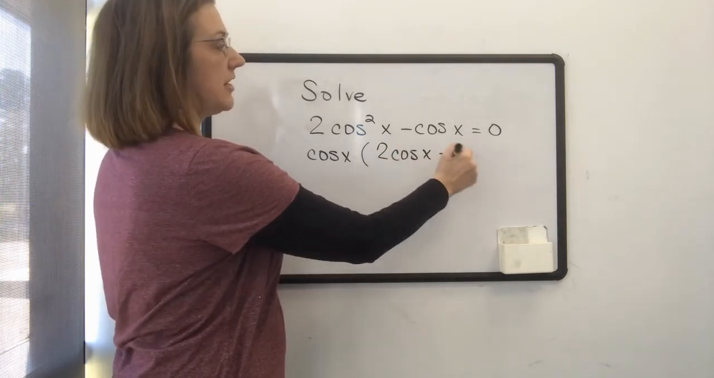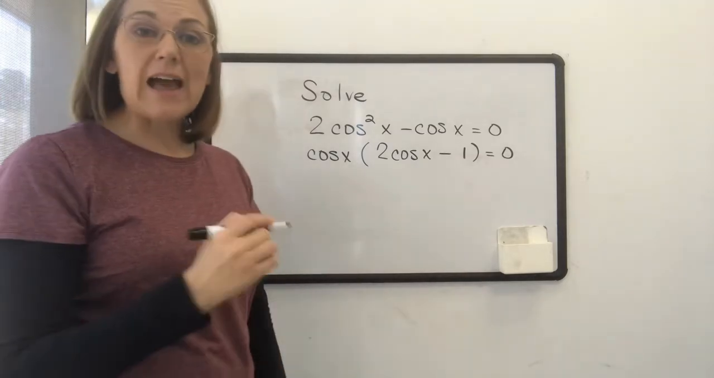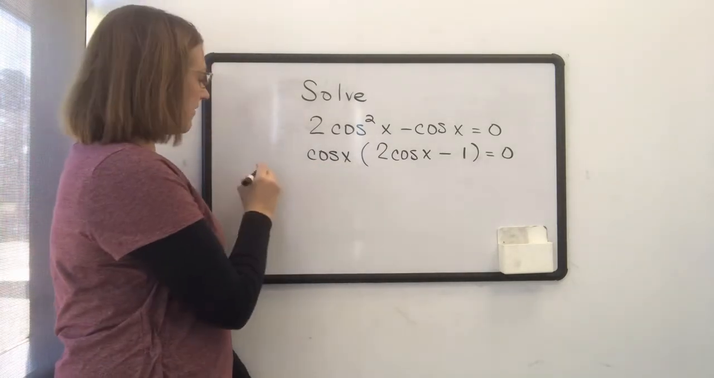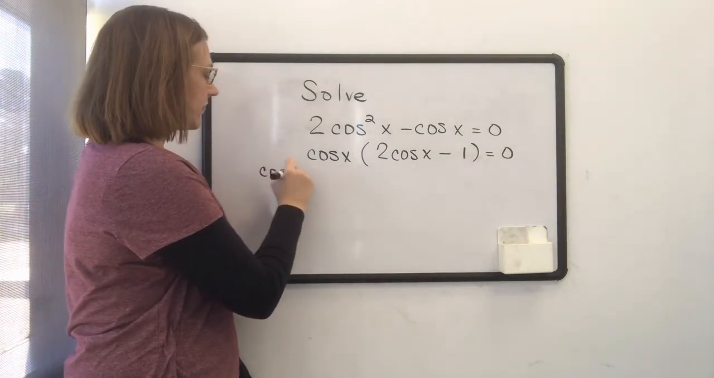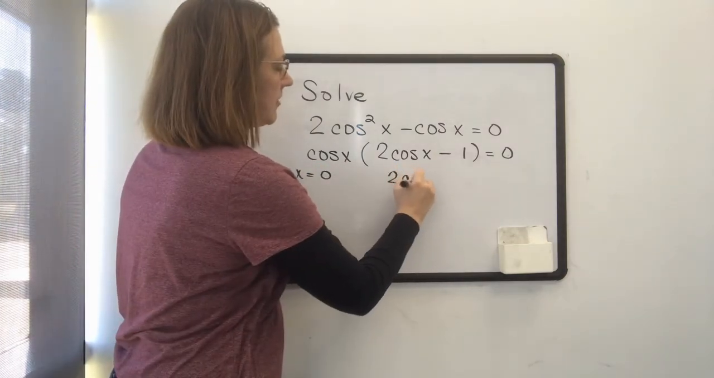Minus, if we take out a cosine here, we would have a 1 left over. Now a little algebra here. We're going to set the cosine of x equal to 0, and we're going to set that parentheses equal to 0.